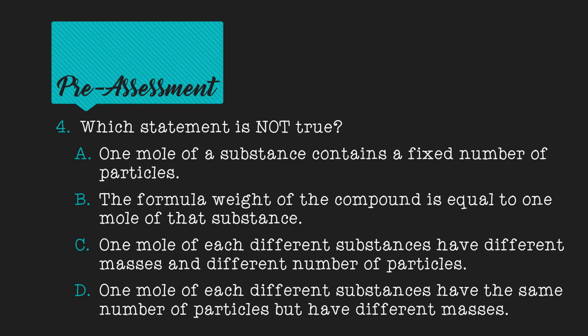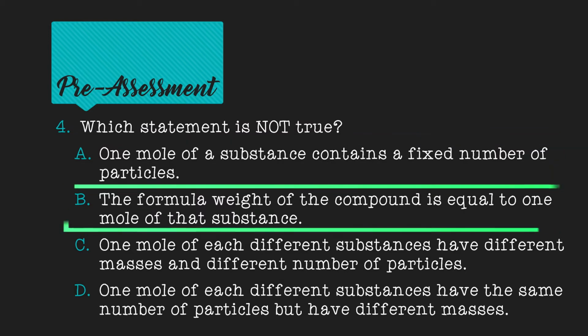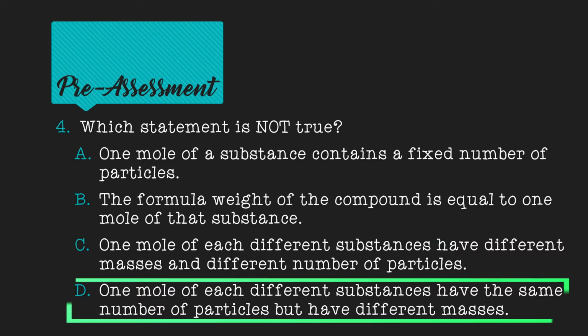Number 4. Which statement is not true? Letter A, 1 mole of a substance contains a fixed number of particles. Letter B, the formula weight of the compound is equal to 1 mole of that substance. Letter C, 1 mole of each different substance has different masses and different number of particles. Letter D, 1 mole of each different substance has the same number of particles but has different masses.